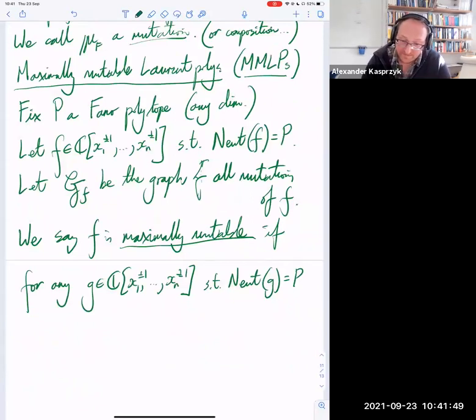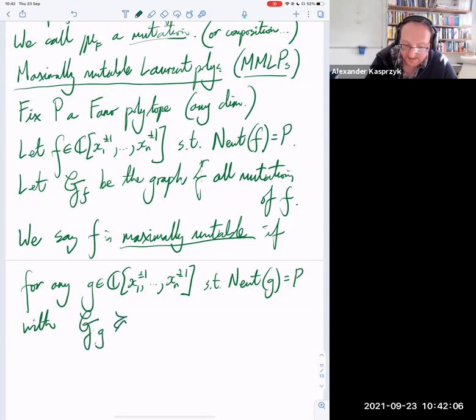Okay, so we say that our Laurent polynomial F is maximally mutable if you give me another Laurent polynomial supported on the same polytope such that the mutation graph of this Laurent polynomial contains the mutation graph of F, then in fact, the mutation graphs are isomorphic.